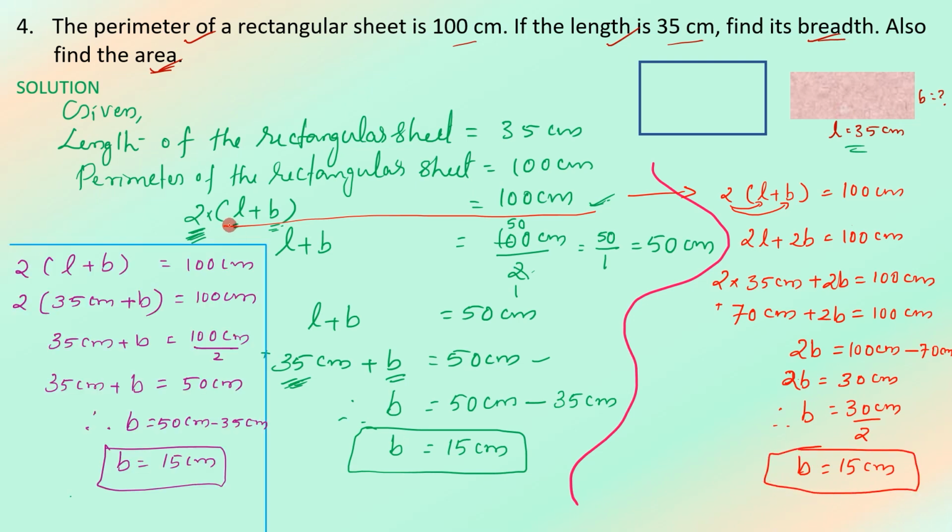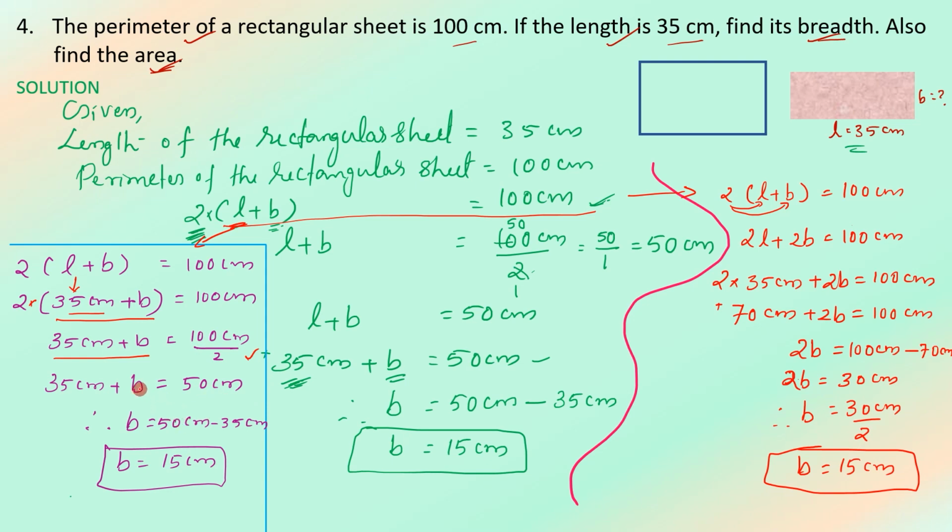If we put the value of L here itself, we get 2 into (35 centimeter plus B) equals 100 centimeter. Instead of L, we are writing its value, 35 centimeter. Now we keep this as it is, so 35 centimeter plus B equals 100 centimeter divided by 2, because here it is a multiplication. So when we take 2 from LHS to RHS, it becomes a division. That is 35 centimeter plus B equals 50 centimeter. 100 by 2 is 50.